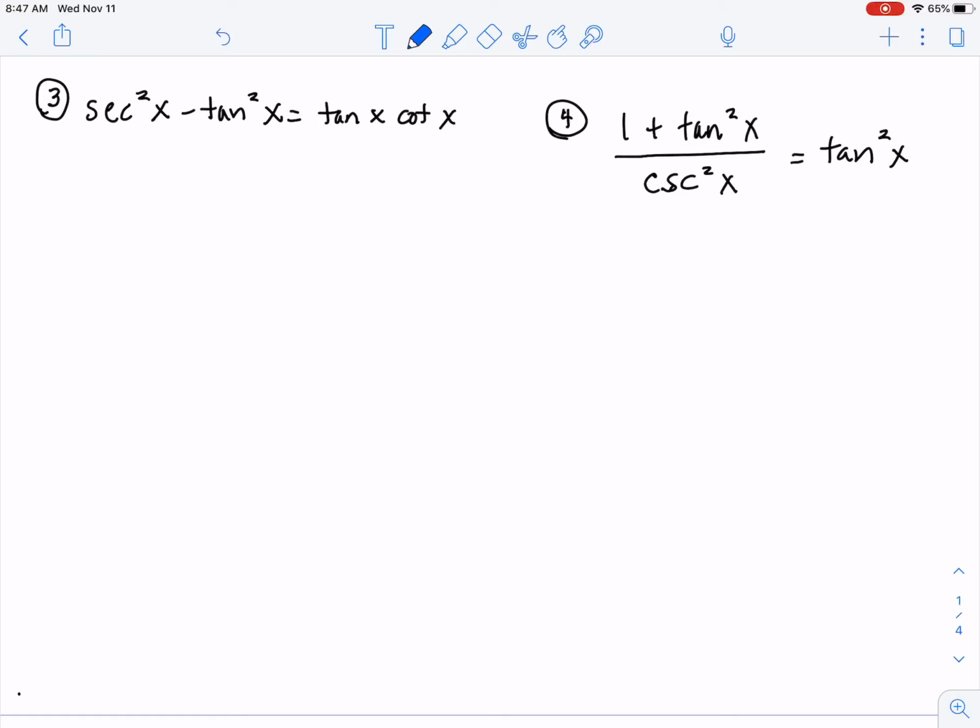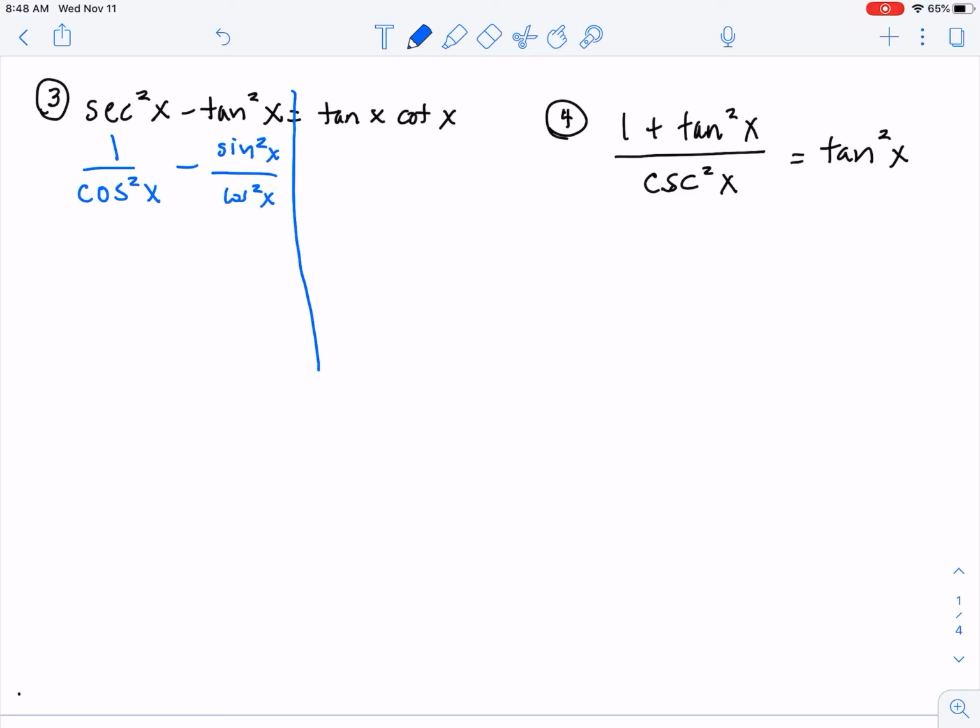Number 3, I got secant squared x minus tangent squared x equals tangent x cotangent x. Well, sometimes, if you get a little stuck, my little trick is to change everything to sines and cosines, because that's what we're most familiar with. That's what we use a lot of. So secant squared x, let's use that trick. Well, let me draw my line here. So not a straight line, but it's a line just the same. Secant squared x is 1 over cosine squared x minus, let's see, tangent squared x is the same as sine squared x over cosine squared x.